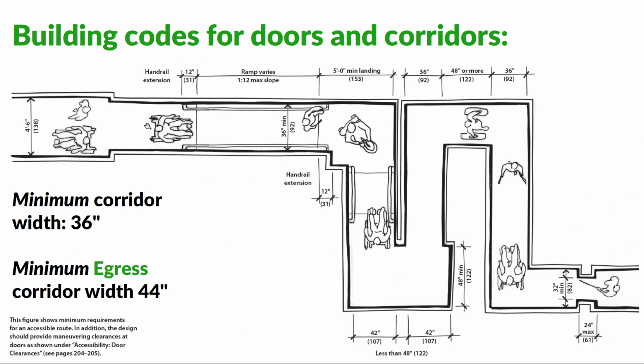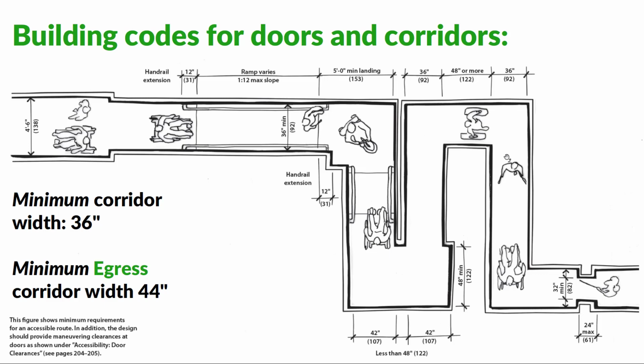Here we have a condition where the individual is going up a ramp. The line here is indicating a ramp on each end, and we have a 1 to 12 max slope. So we have a 36-inch minimum width, and the handrail extends out 12 inches, and 12 inches here as well. If we have a situation where we're coming up the ramp and turning, we need a 5-foot minimum landing. And then down here as we make our way, we have 42 inches and 42 inches here as well.